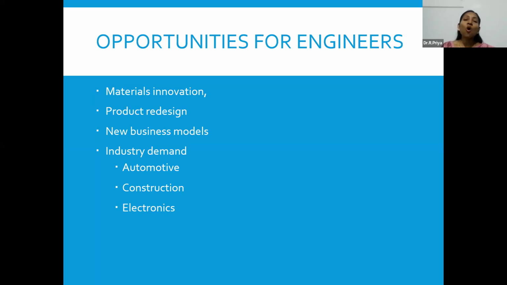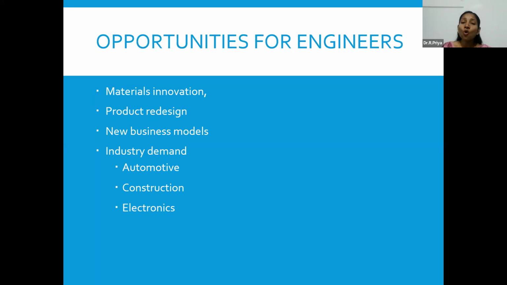Then second one is product redesign for circularity. Apply design for disassembly to make products easy to repair, upgrade or recycle. Create modular systems for electronics, vehicles and appliances. Redesign to extend lifespan, support maintenance and enable remanufacturing.